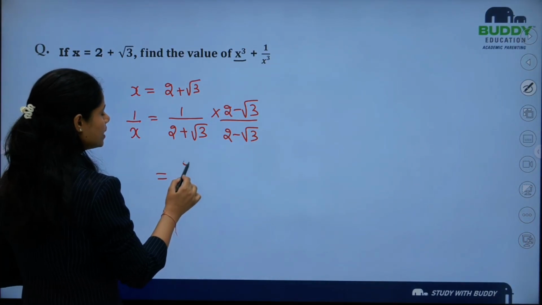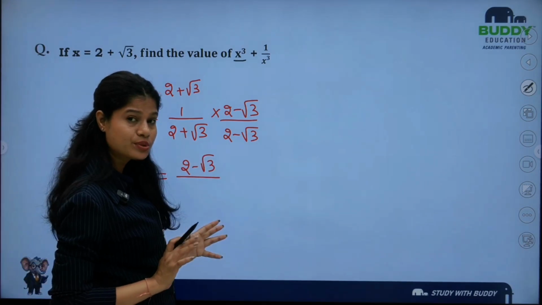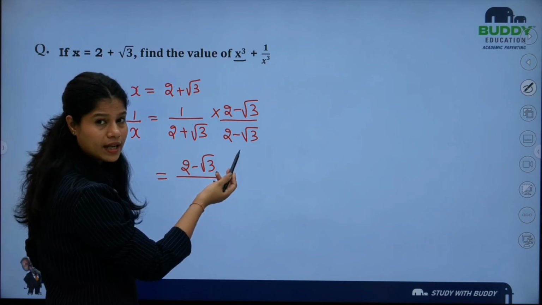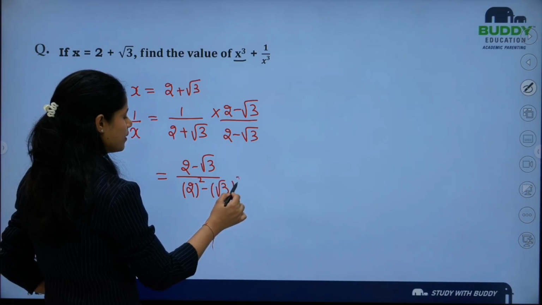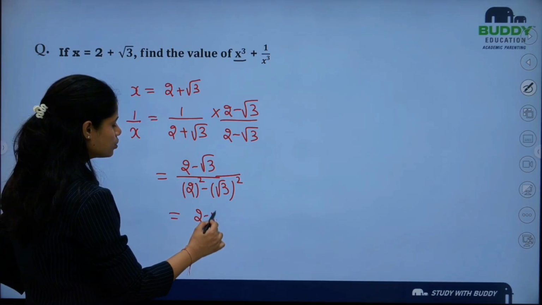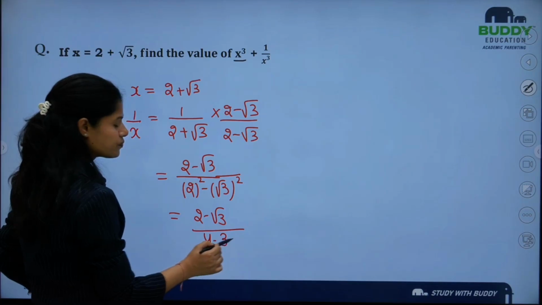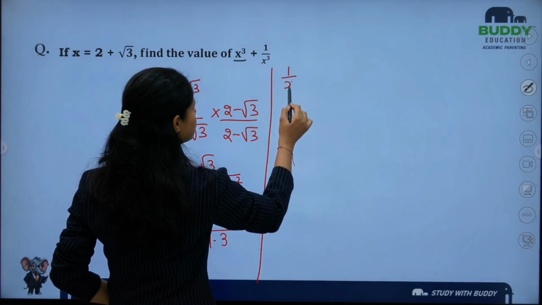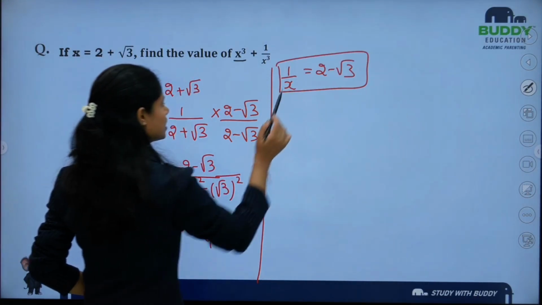Once you do it, it will be 2 minus root 3, and again in the denominator part, can't we use the identity? For sure we can use the identity. So it will be a plus b and a minus b, so a square minus b square. Now let's calculate this further. You will be getting 2 minus root 3 divided by, now 2 square is 4 and root 3 square is 3. So you are going to get the value of 1 upon x as 2 minus root 3. Now what after this?